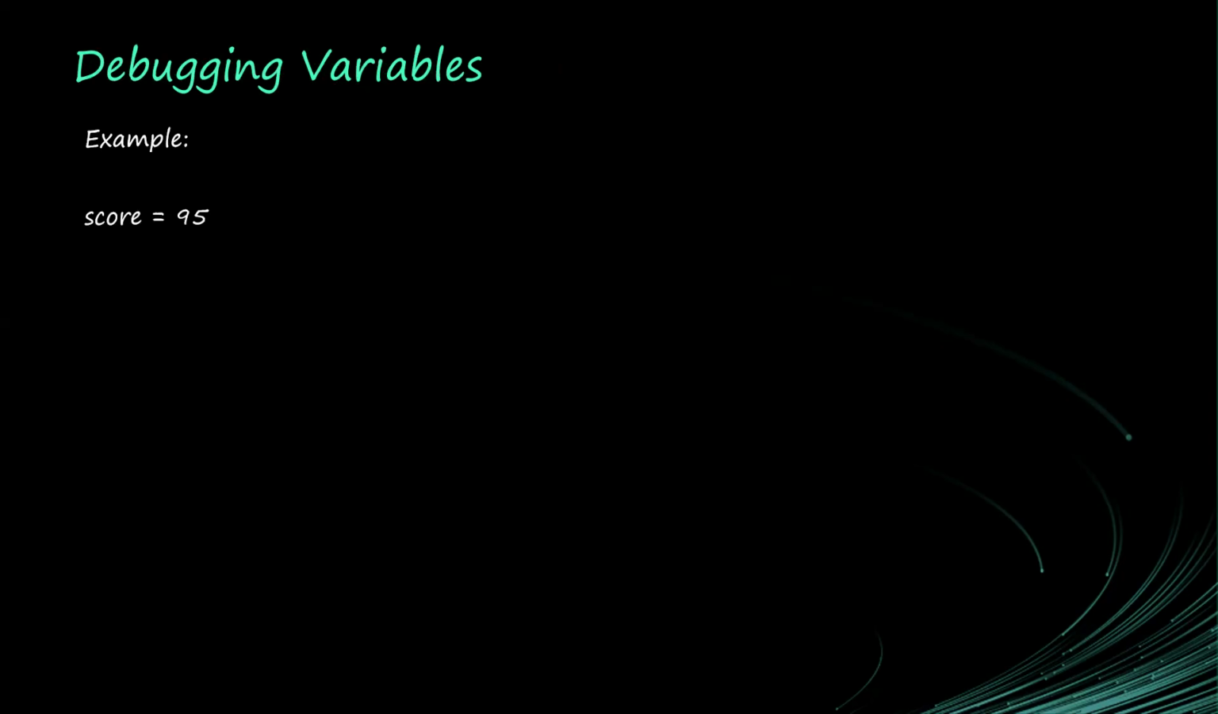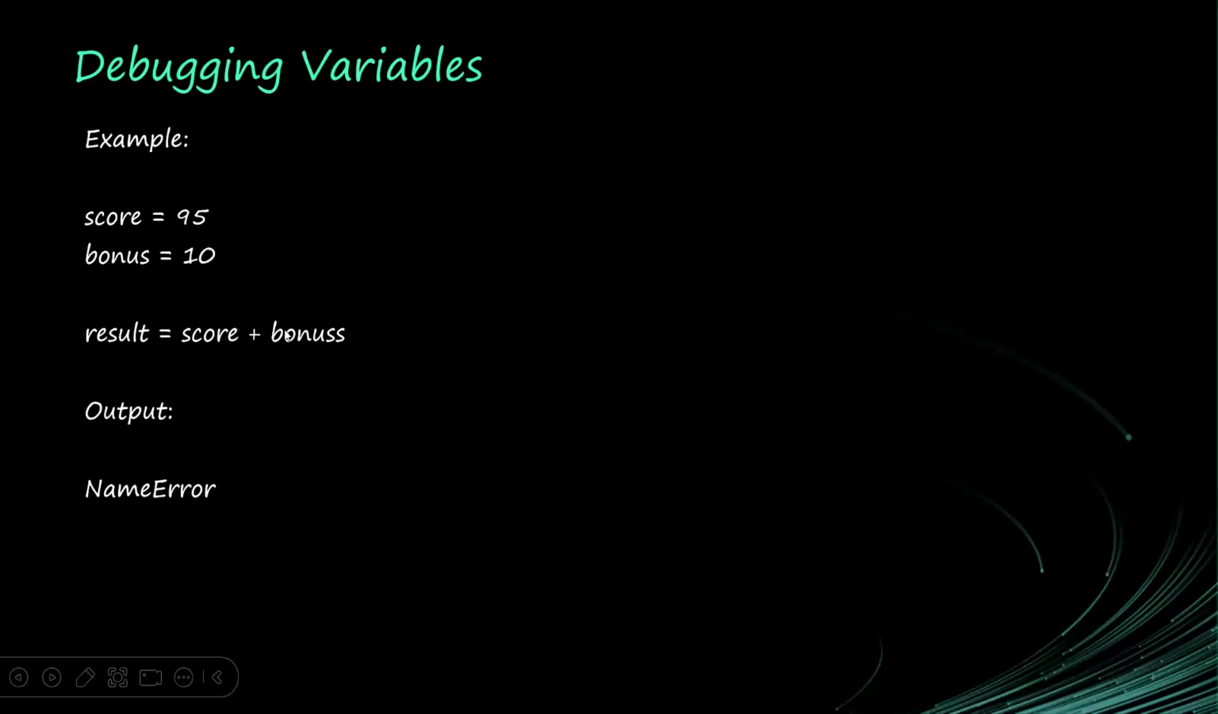So you can also debug your variables. You can look at your variables and print them. Okay, you can debug your variables. In this case, we are having a name error. Score and bonus. Look at the name error. Look at the bonus here. The bonus says there is double S, but the one we are using is just single S. So this will be a name error. The bonus does not exist.